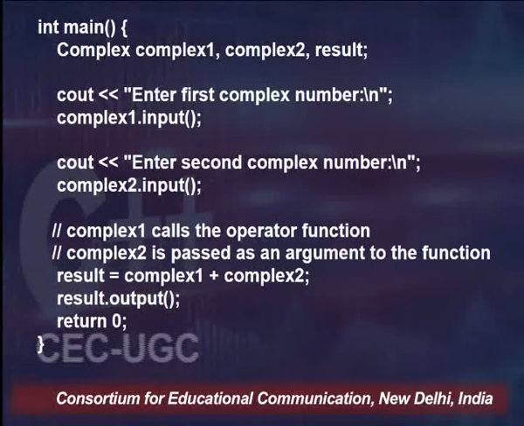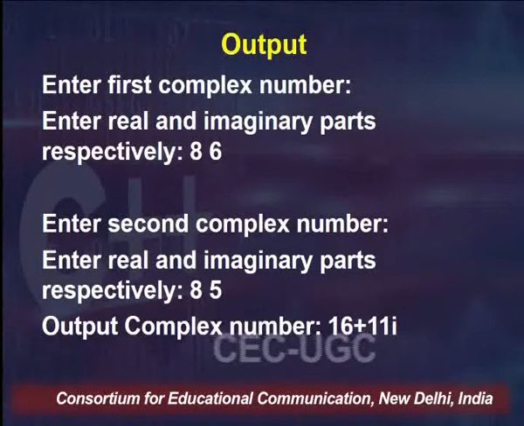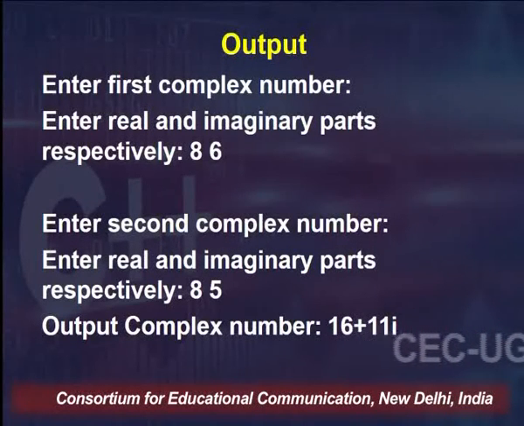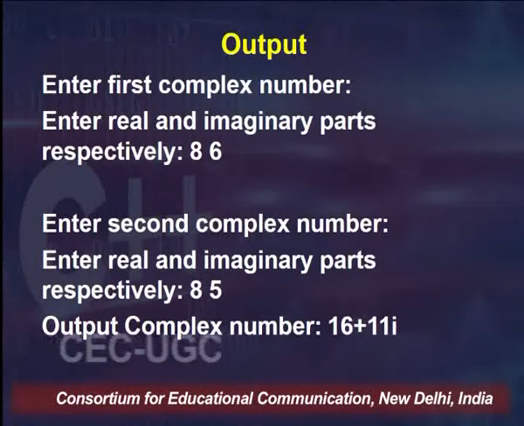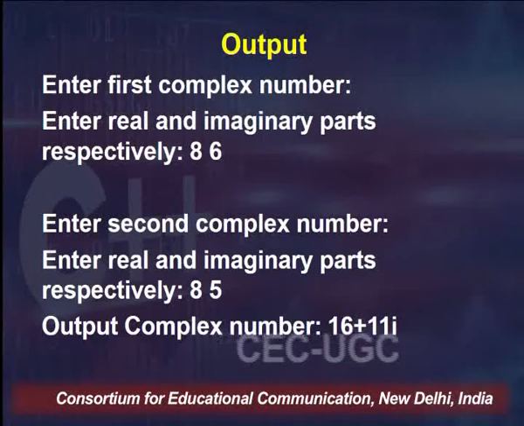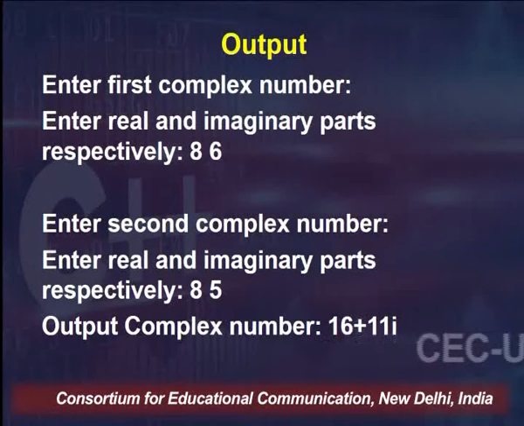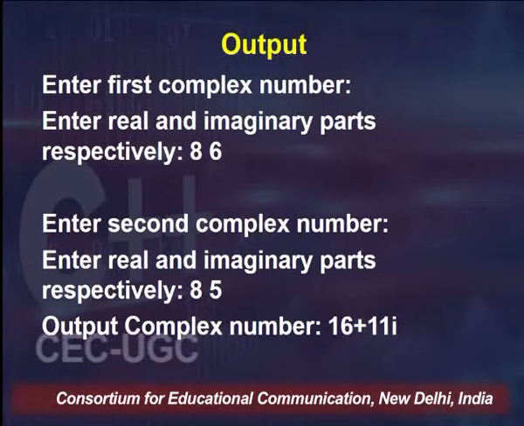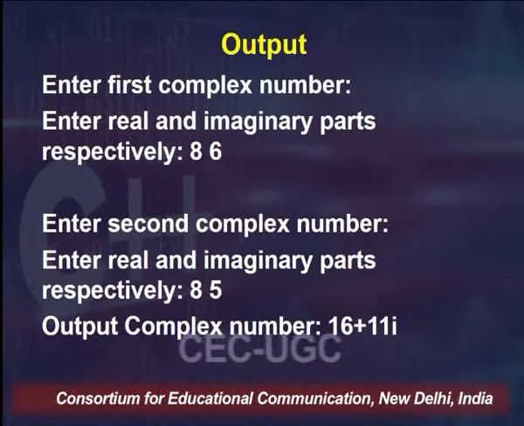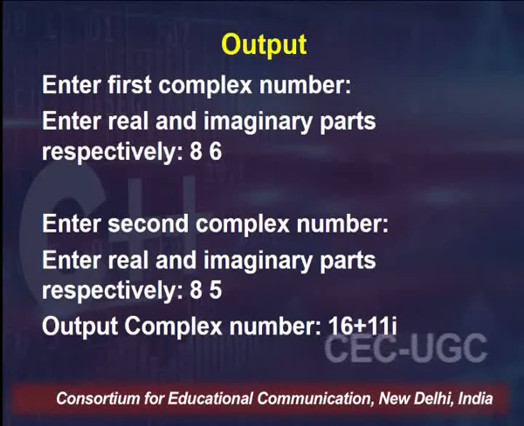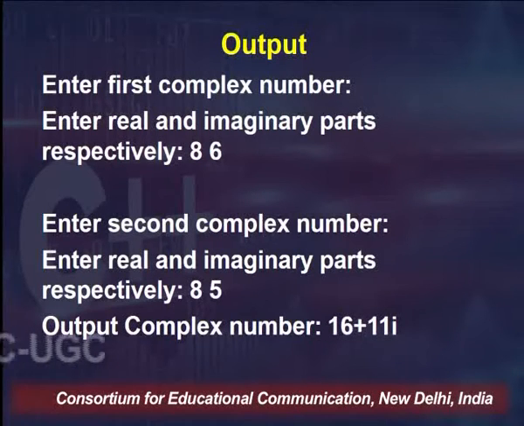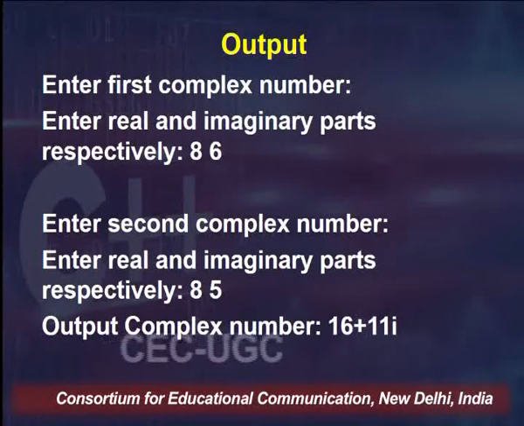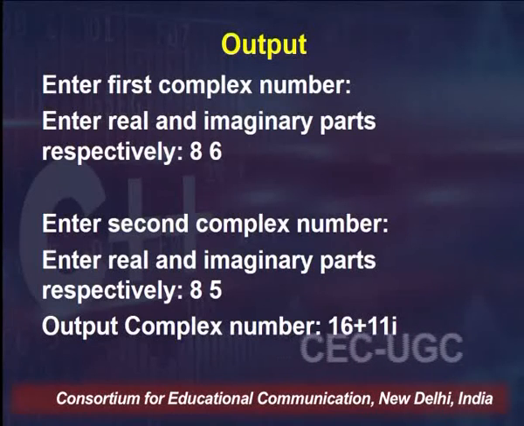Now, if we look at the output, this is how the code is going to work. It will say enter the first complex number, the real and imaginary parts, for example, 8 and 6. Similarly, it will ask for the second complex number, the real and imaginary parts. Let us say we enter 8 and 5. Then it will add real to real and imaginary to imaginary, and finally give us the answer 16 plus 11i.